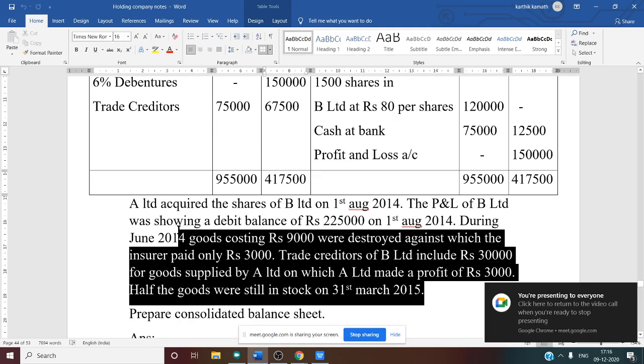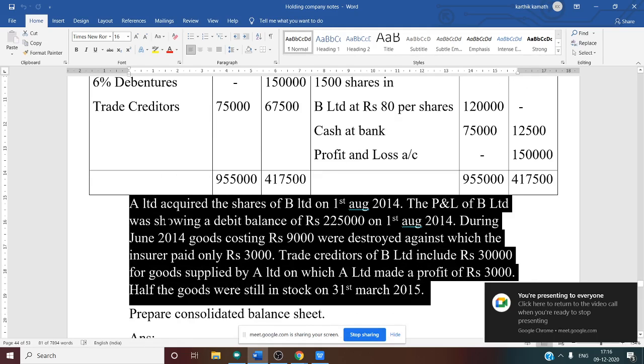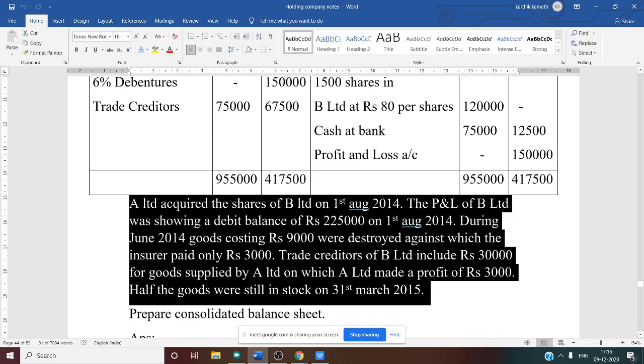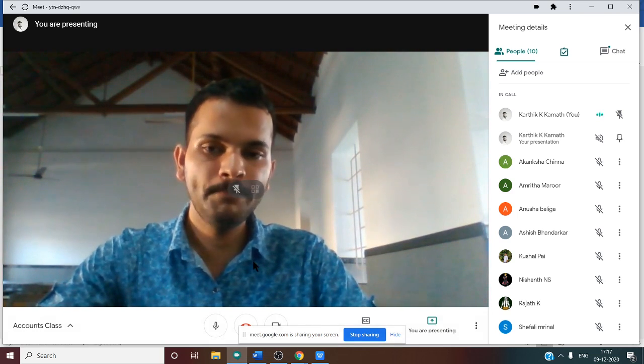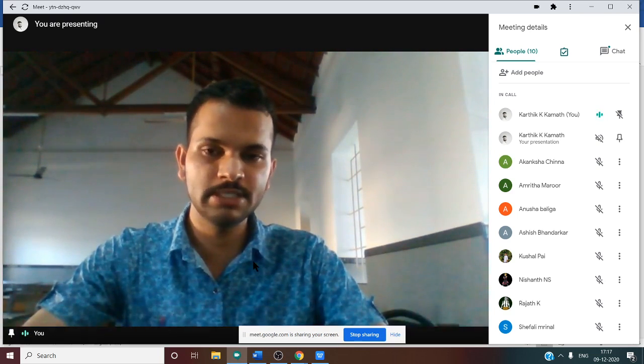So we have solved this type of problem before earlier. See this: A Limited acquired the shares of B Limited on 1st August 2014. So here A is a holding company, B is a subsidiary company. A Limited acquires the shares somewhere in the middle of the year, that is 1st August 2014. Here the financial year starts from April and ends on 31st March.